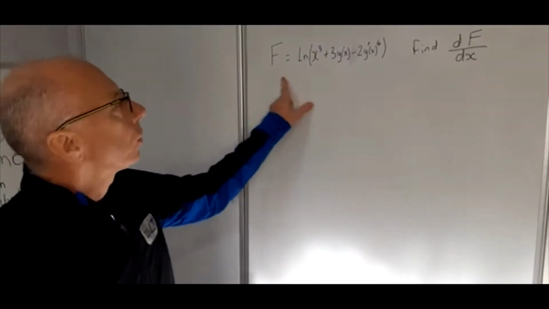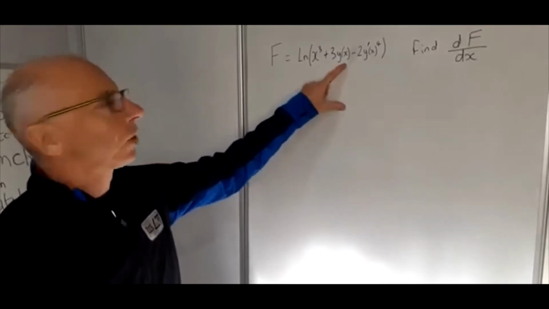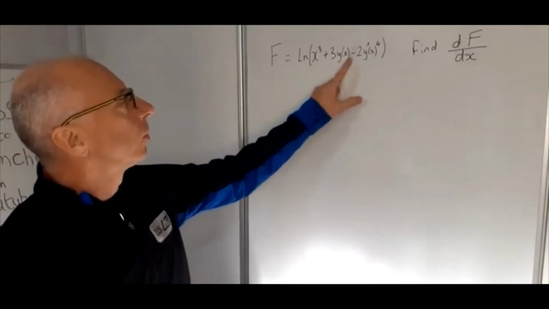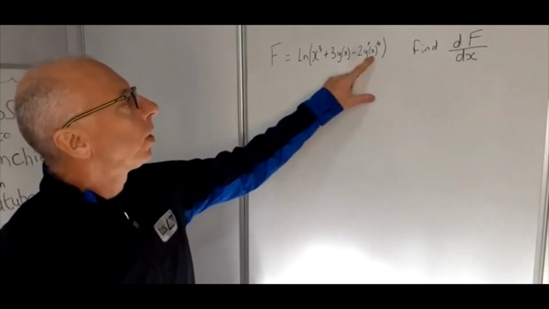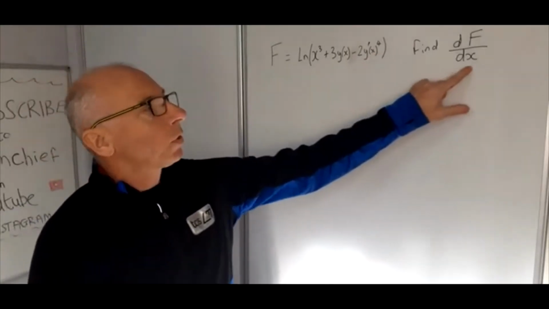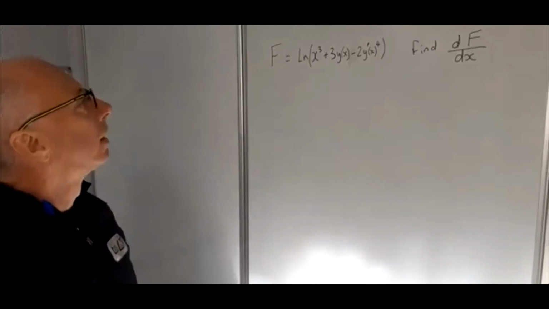Okay, so we've got a functional here, which is the log of x cubed plus 3y, where y is not a variable, it's a function of x. This is a functional, and minus 2y prime of x to the power of 4. And what we're looking for is the total derivative of this functional with regards to x.